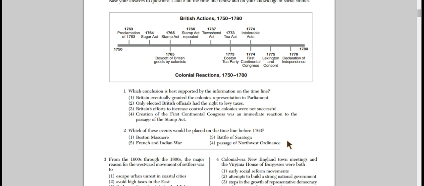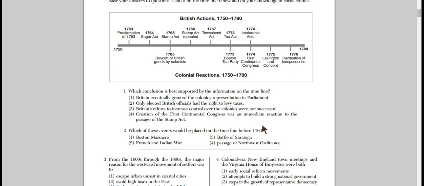So let's try to do process of elimination. All right, so I know that the Boston Massacre happened around when the Boston Tea Party happened, so that can't go all the way back over here. All right, French and Indian War, not really sure about that. So let's go over here to the Battle of Saratoga. And the Battle of Saratoga is going to happen during the Revolutionary War.